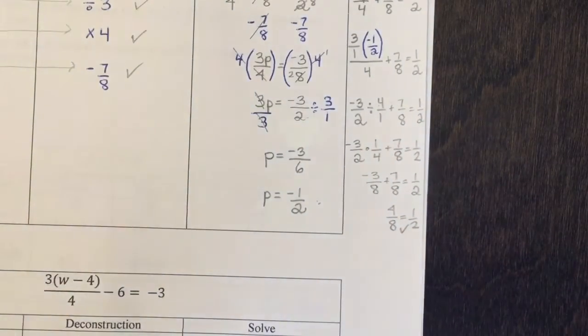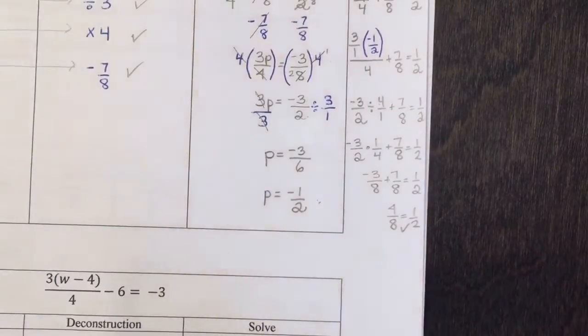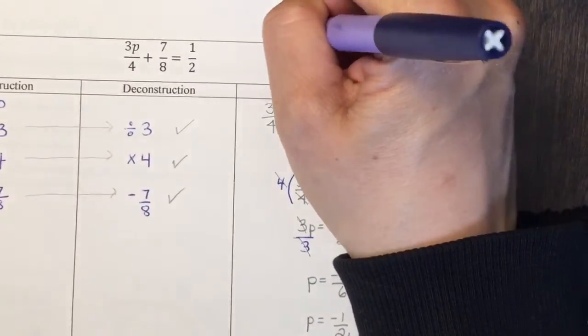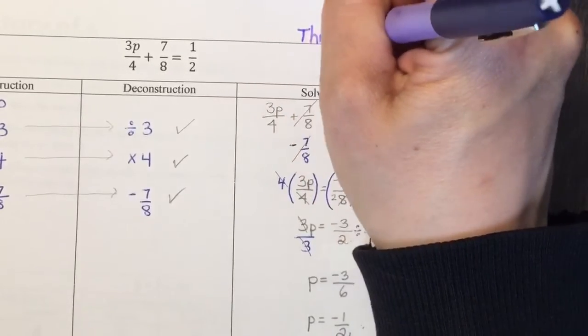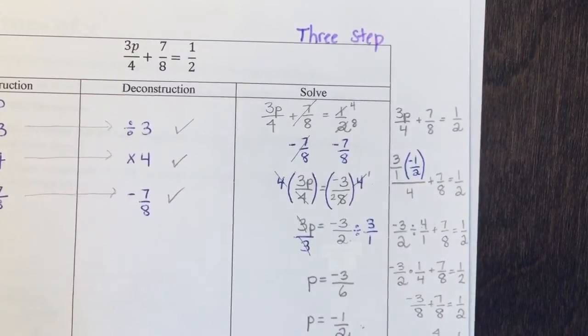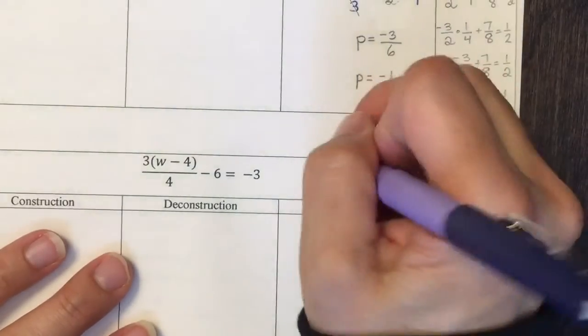Hey-o! Hey, right on. Oh, that feels so good. I love that. I love checking. Oh, I love it. So it just makes things so much easier. Okay, so this was also a 3-step problem. And the last one I want to do is a 4-step problem.